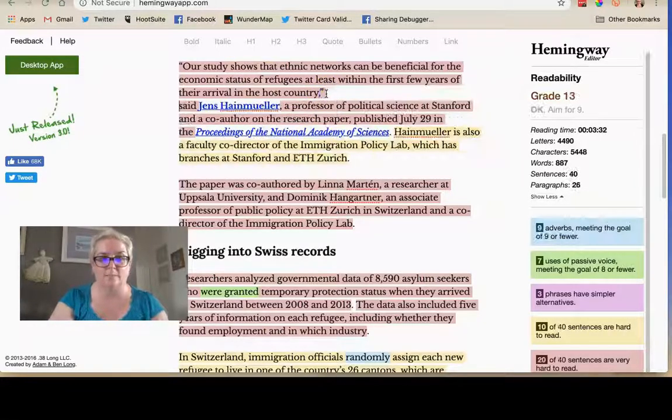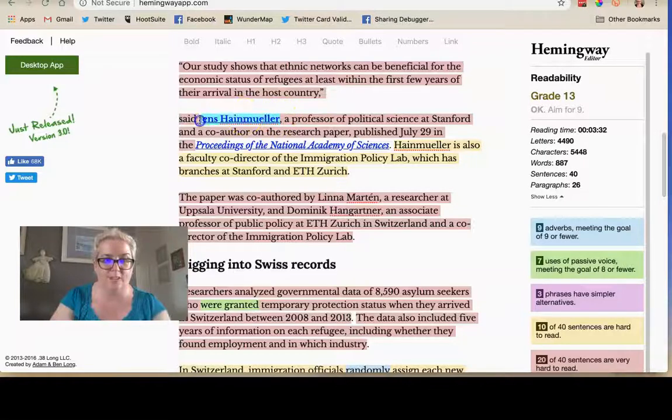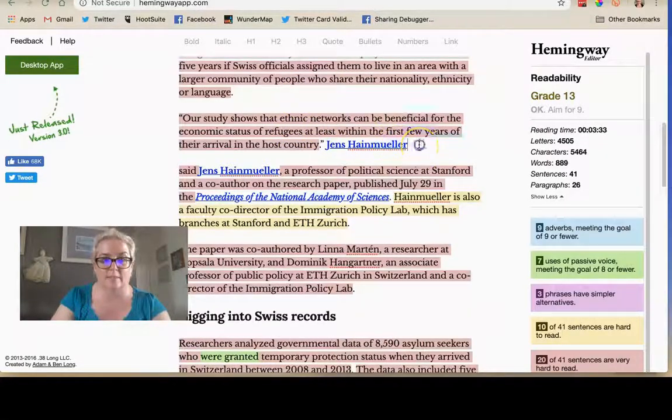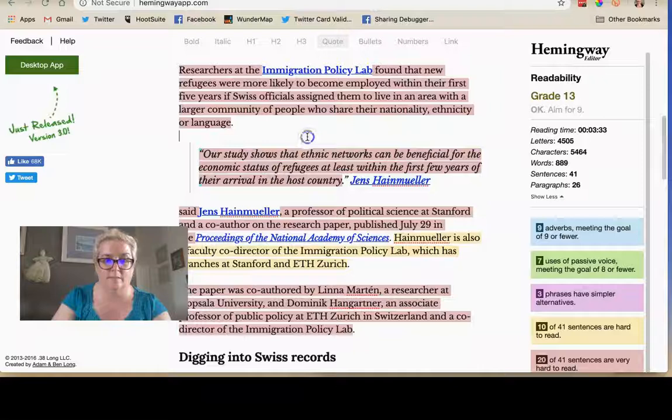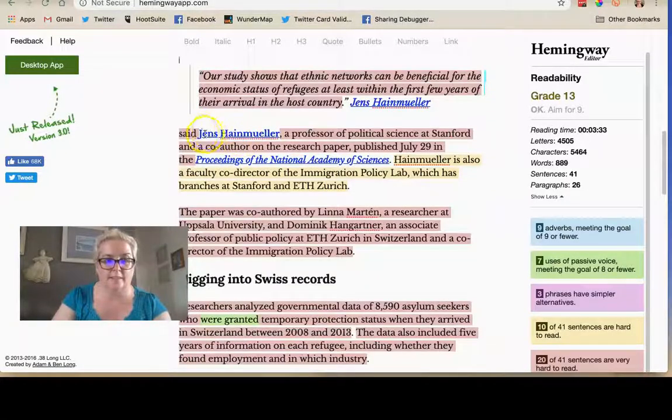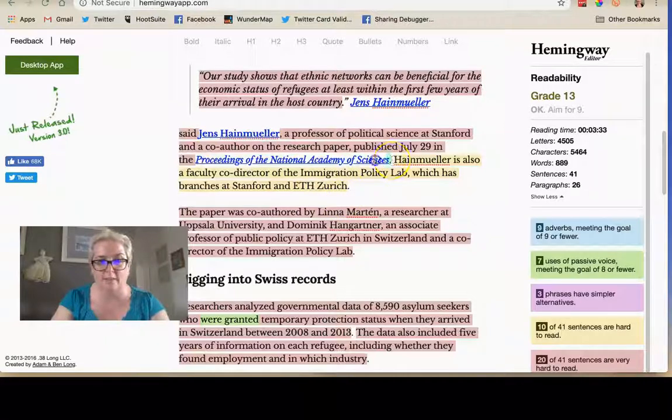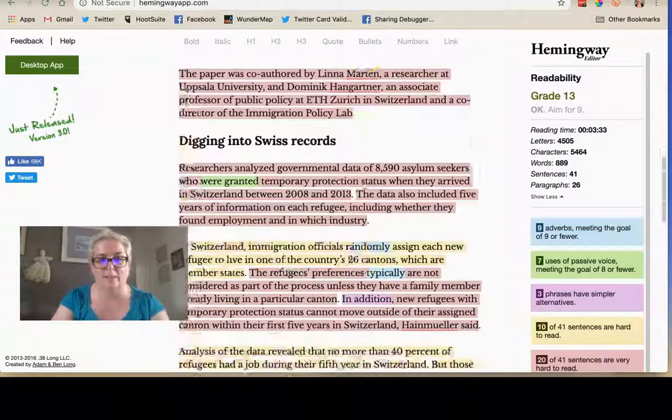What they could have done would say, Jens, put that like this, and then make it a quote. And then, do we really care that Jens Heinmuller was a professor of political science and a co-author in the research paper titled blah, blah, blah? That's like, it's kind of, maybe not the best writing, right?